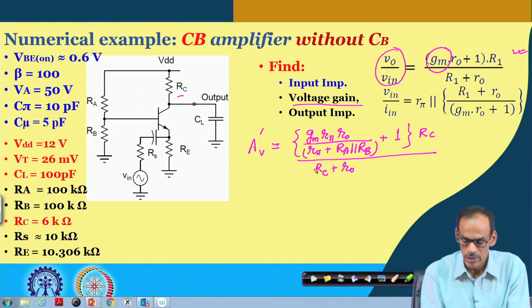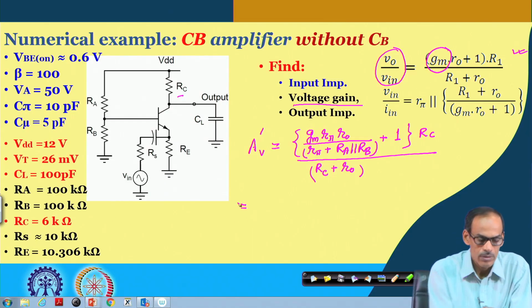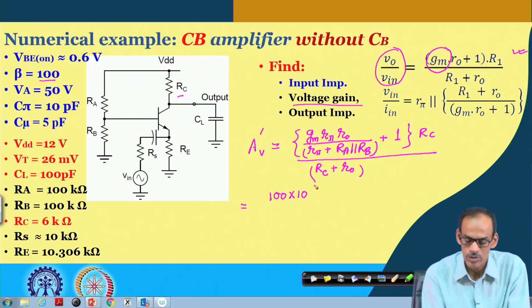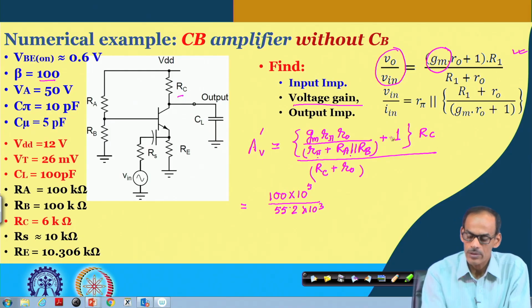So, again here if you put the numerical value of different parameters, what we have here is Gm into R pi. So, that is beta, that is 100. So, that is 100, and then we do have R naught, which is 100 k, 10 to the power 5, and then we do have R pi plus R a in parallel with R b. So, that is 55.2 kilo ohm, 10 to the power 3, and probably we can ignore this one part.